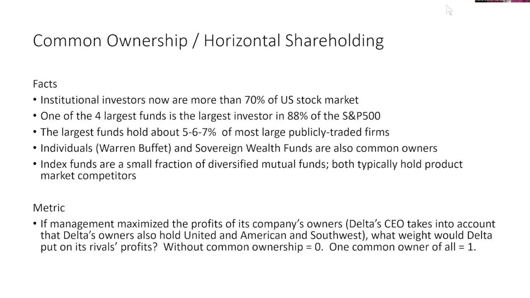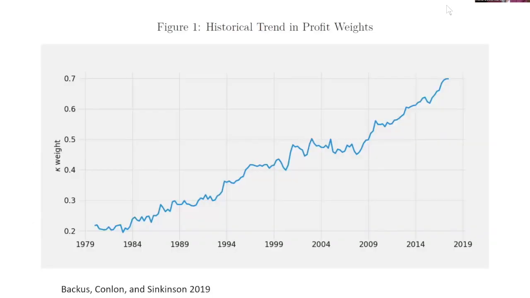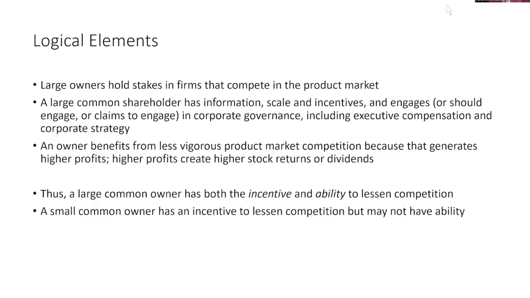So what does the world look like if you use this metric? I've taken this graph straight out of Backus, Conlon, and Sinkinson, and what they show is if you calculate the weight that a firm puts on its rivals, that weight would have been around 0.2 in 1980 and is now up to 0.7 today. So in other words, an owner would like the company's management to put a 70% weight on their rivals compared to 0. It's a little bit like a merger where you're 70% merged. That would be a kind of informal way to think about it.